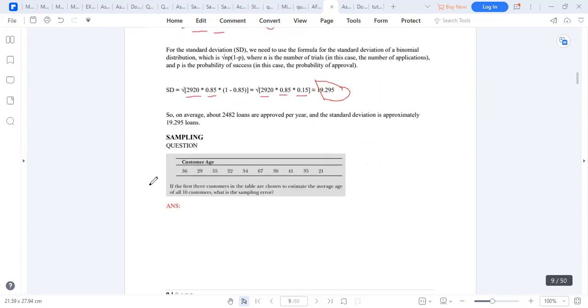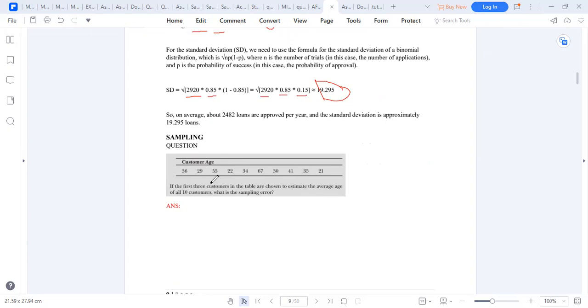Okay. Under sampling, we're given a total number of values. We're told that if the first three in the table are chosen to estimate the average age of the 10, what is the sampling error?